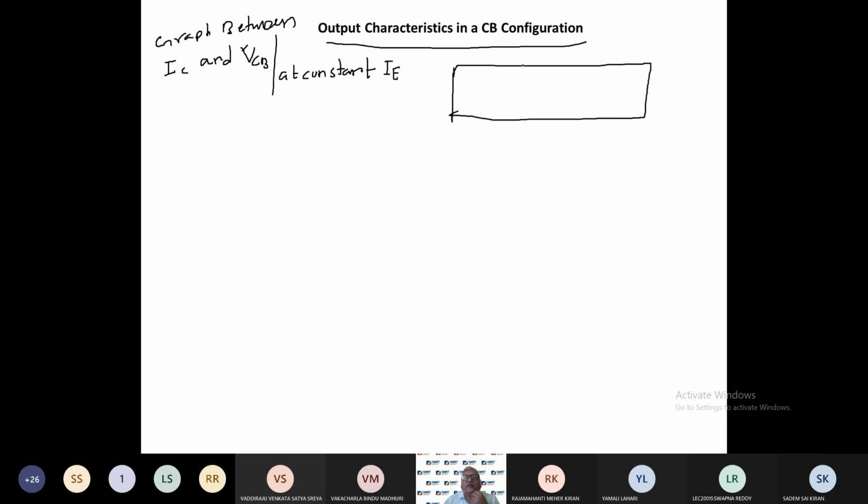I will again draw this. NPN: emitter, base, collector. Emitter base forward bias. Collector base reverse bias.